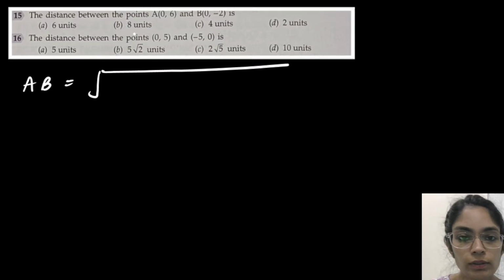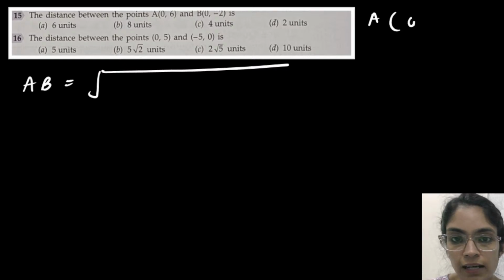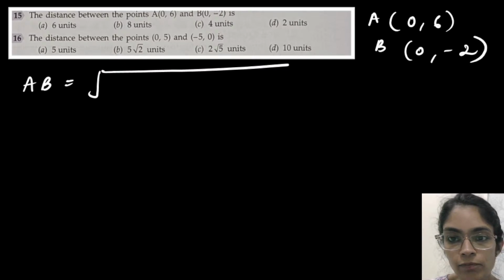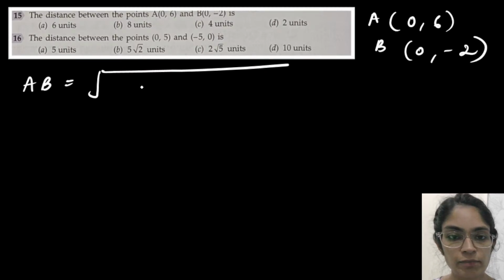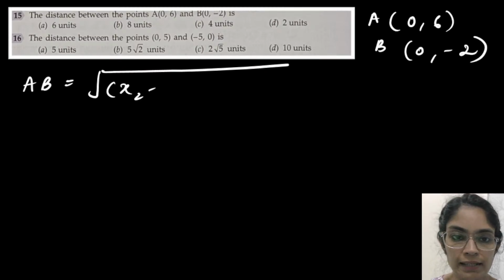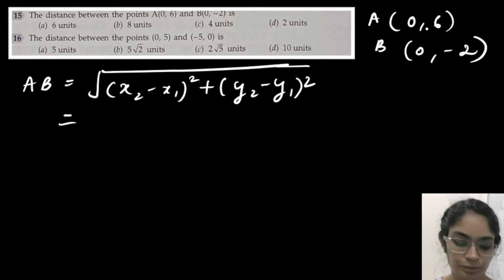Okay. So the points A is given to us as (0, 6) and B is given as (0, -2). We have to find the distance, so we have to use the distance formula. The distance formula is the square root of (x2 minus x1) whole square plus (y2 minus y1) whole square. So this is the distance formula.